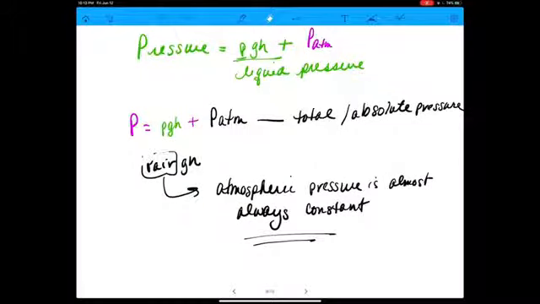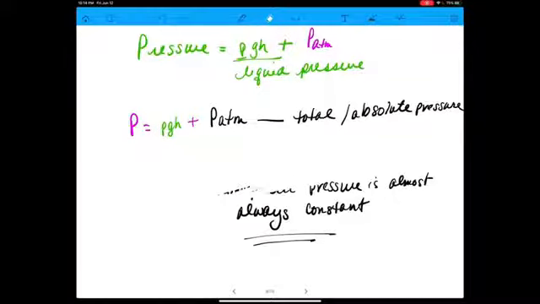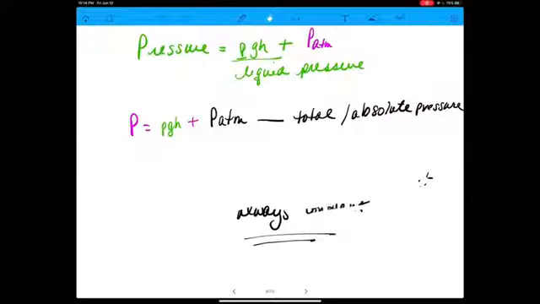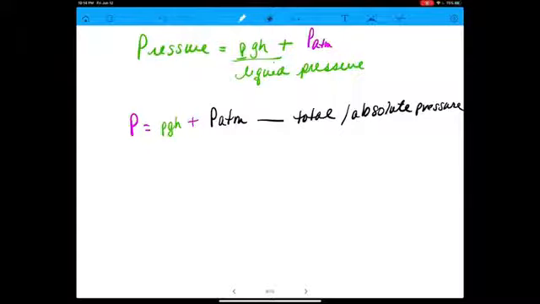So I'm just going to erase this, because you really don't have to be concerned with that. Even if you go to Mount Everest, the change in atmospheric pressure is very insignificant in comparison to the pressure at sea level, because our atmosphere is extremely deep. You'd have to go really high up to truly make a difference.